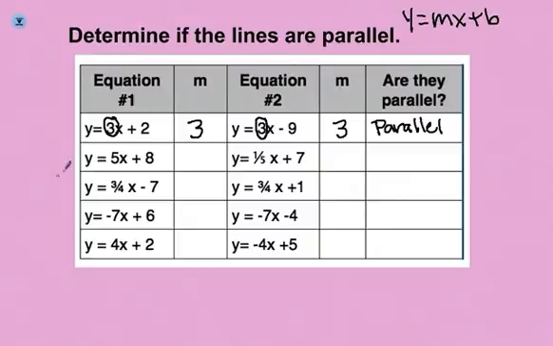In our second set of equations, we have y equals 5x plus 8. The m for this one would be 5, because 5 is the number in front of x, in the place of m. In our second equation, we have y equals 1/5 x plus 7, so our m is 1/5. When we compare 5 to 1/5, we see that they are not the same number, and so these are not parallel.